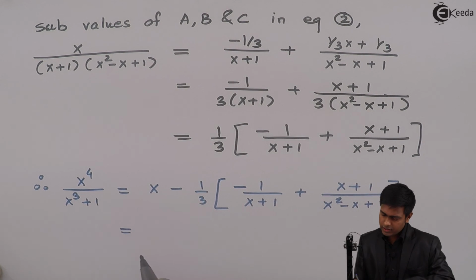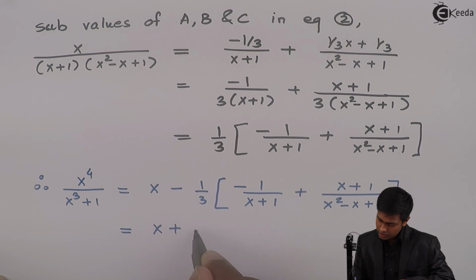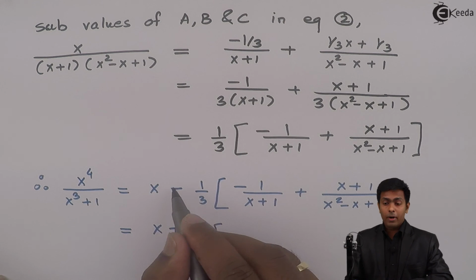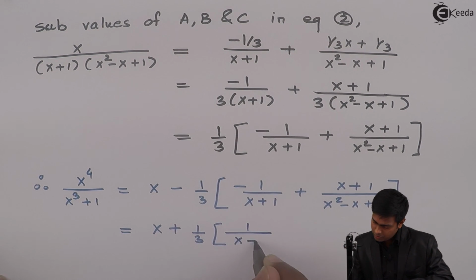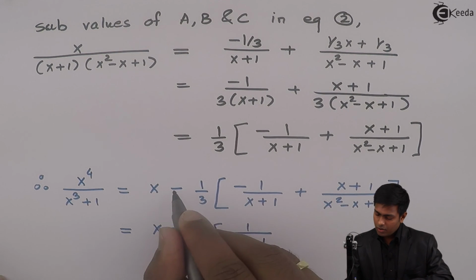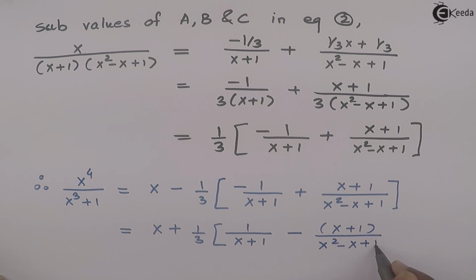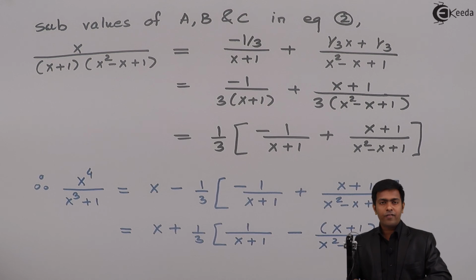Now to simplify this, we can take this minus sign inside. So here we will get x plus 1 by 3. When this minus sign will multiply inside, here we will get minus minus plus 1 upon x plus 1, and here we will get minus plus minus of x plus 1 upon x square minus x plus 1, and this is the partial fraction of x raised to 4 upon x cube plus 1.